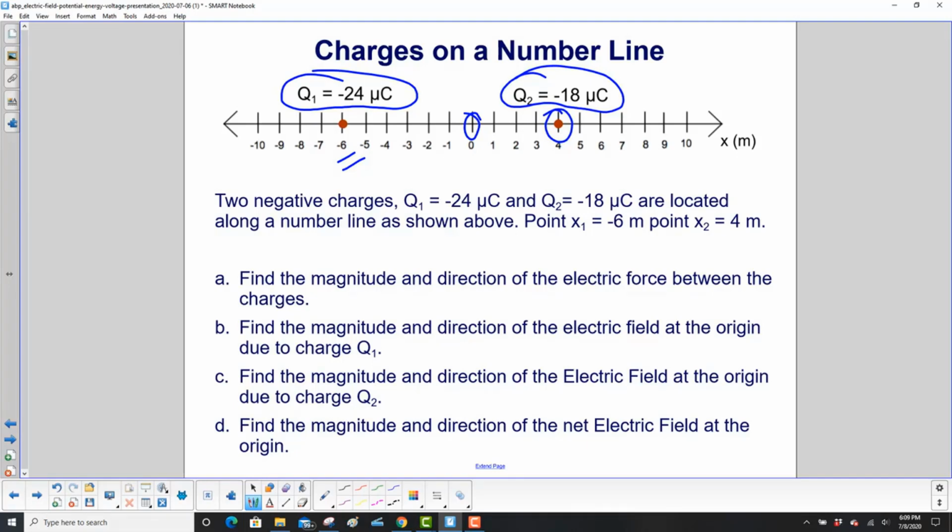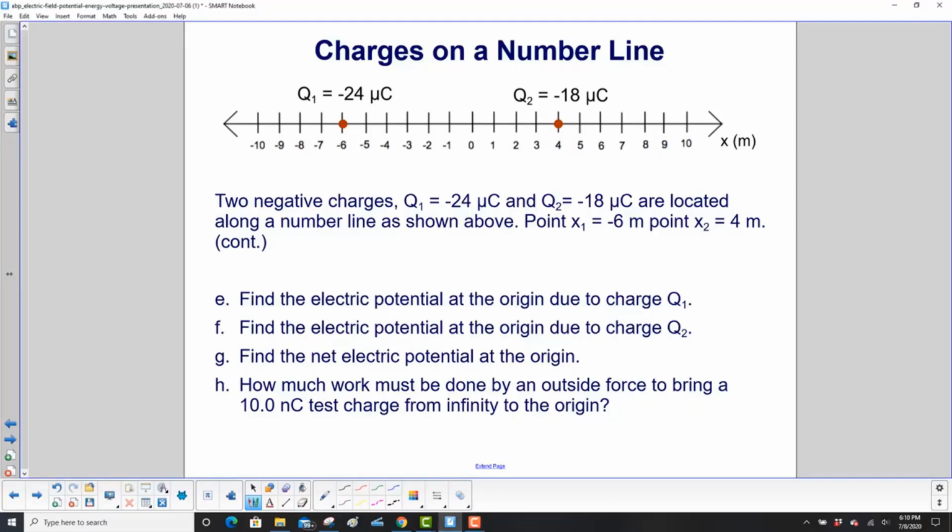Find the magnitude and direction of the electric field at the origin. Right here, we want the field there. And notice, there's no charge sitting there. It's all by itself. It's empty space. C, find the magnitude and direction of the electric field at the origin due to charge Q2. And then find the net electric field due to both charges. And where? At the origin.